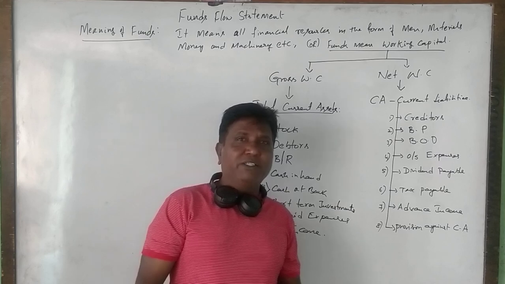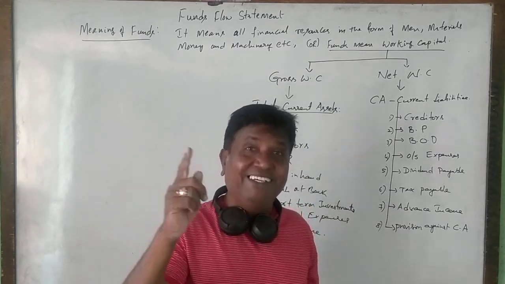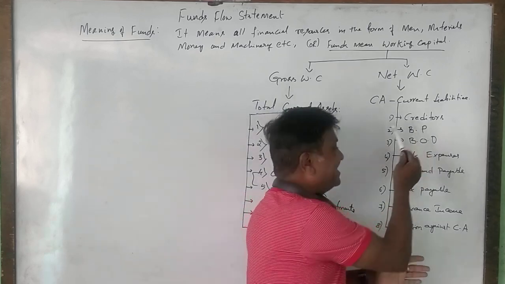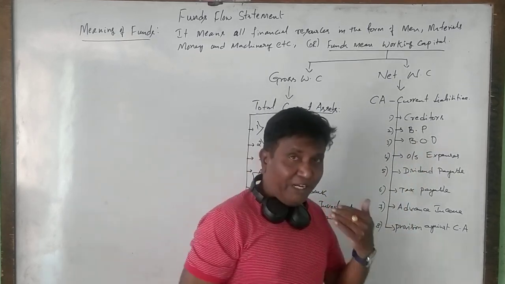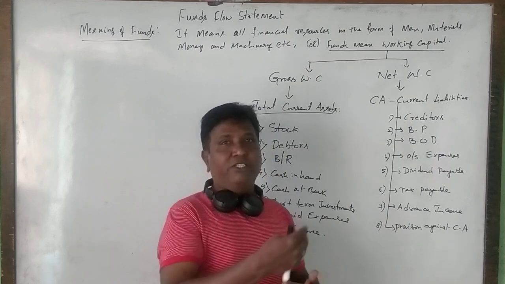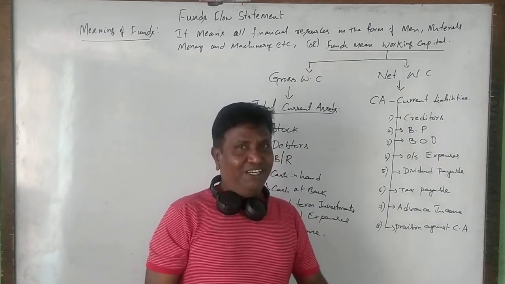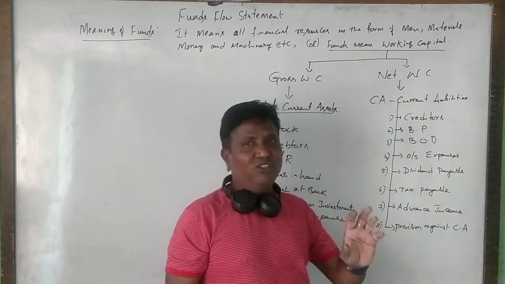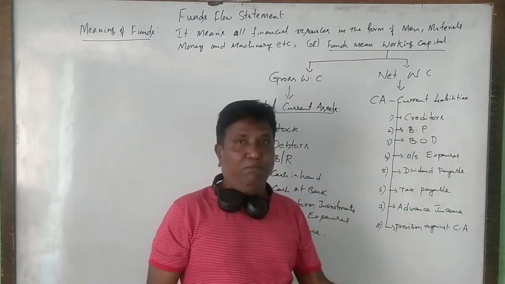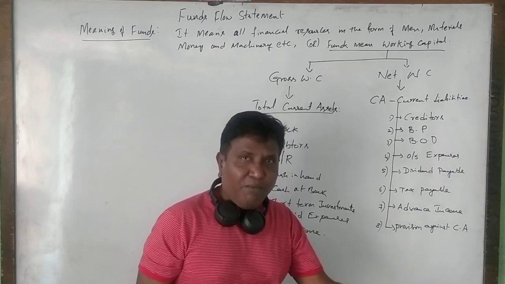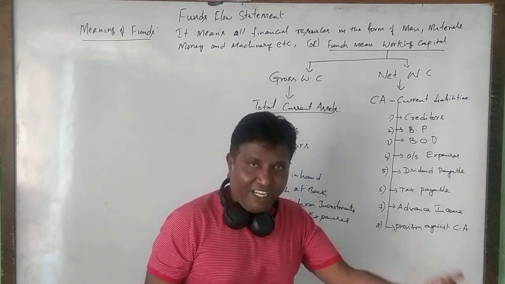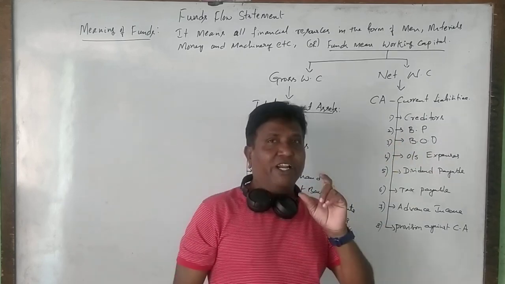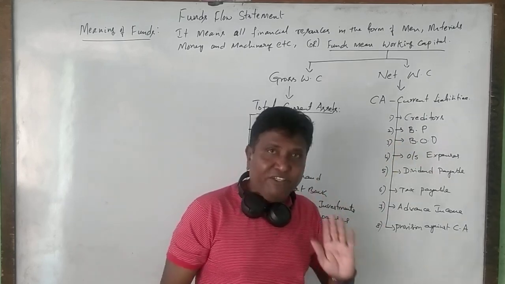Who is a creditor? A creditor is a person to whom the business is due. That means when a business purchases goods from a supplier on credit, the business owes money to the creditor, who is called a creditor or a supplier also. Bills payable: when you buy goods and give a promissory note promising to pay in future, then that bill or note is also called bills payable.